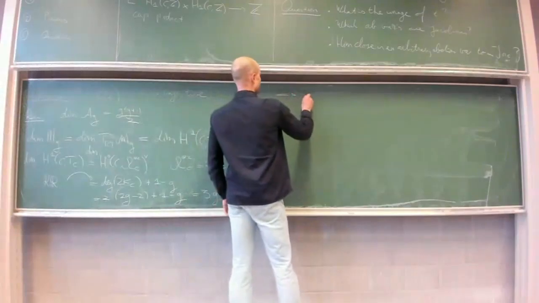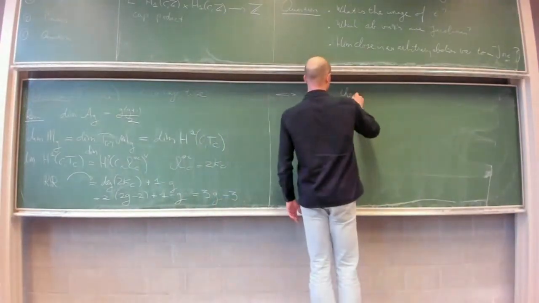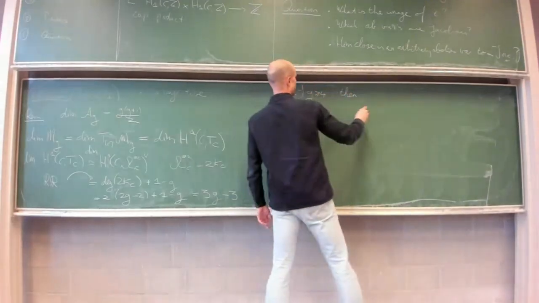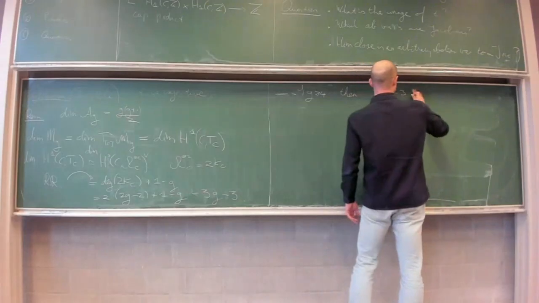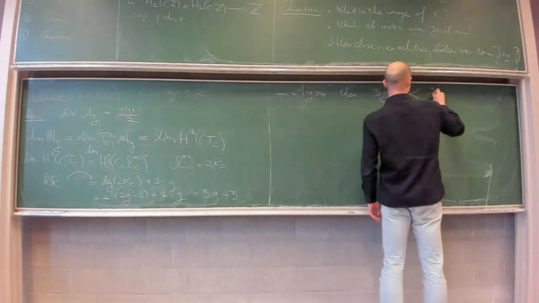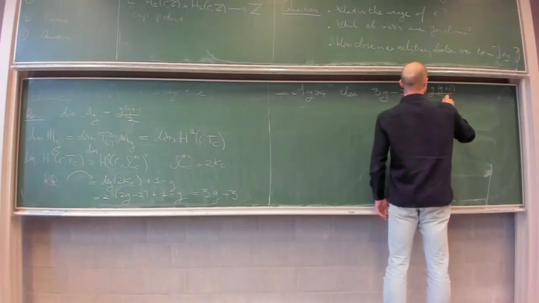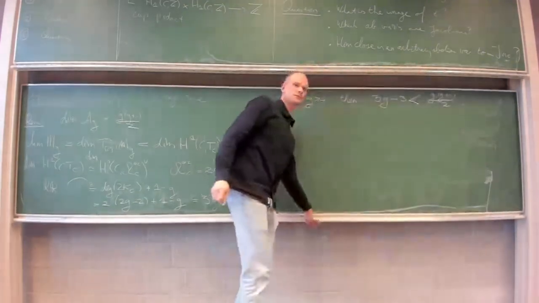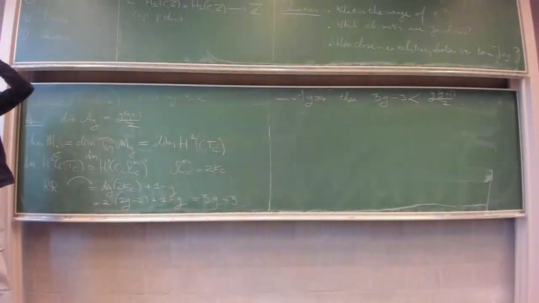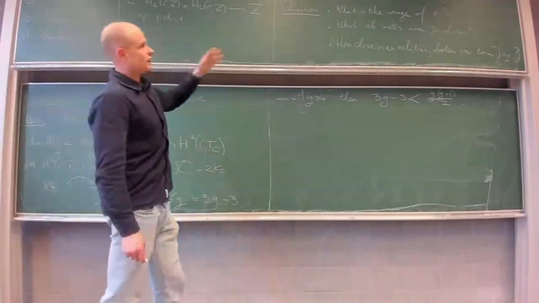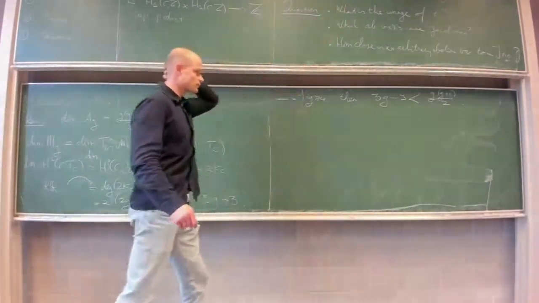But then we see that if G is at least 4, then 3G minus 3 is strictly smaller than G(G+1)/2. Hence the map cannot be surjective in this range. Okay? And so this question really starts to make sense.